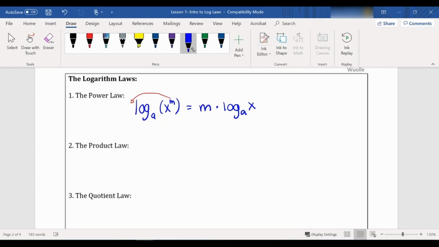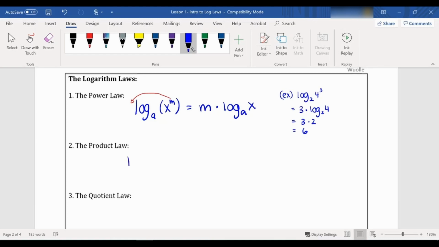Okay. So for example, let's say I had log base 2 of 4 cubed. I could rewrite this as 3 times log base 2 of 4. And I know log base 2 of 4, 2 to the power of 2 equals 4. So this would give me 3 times 2, which would equal 6.